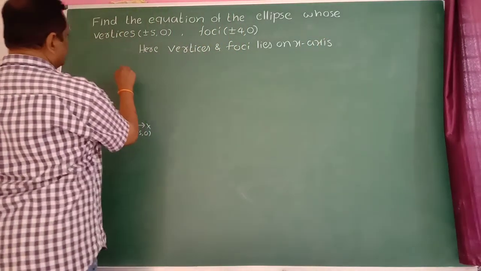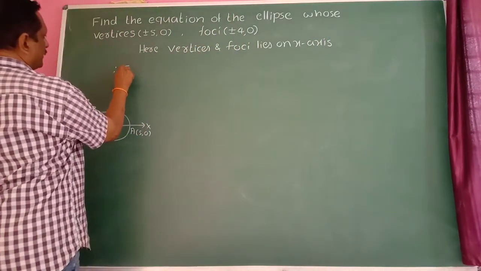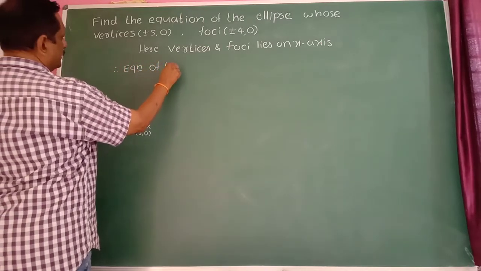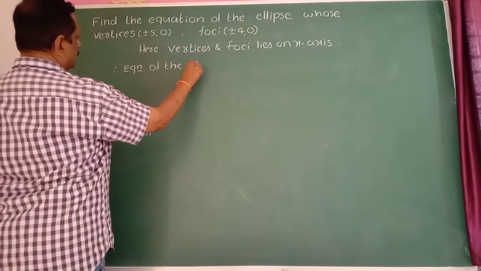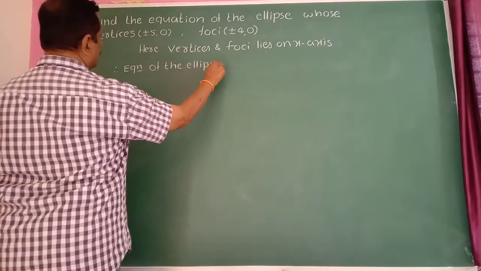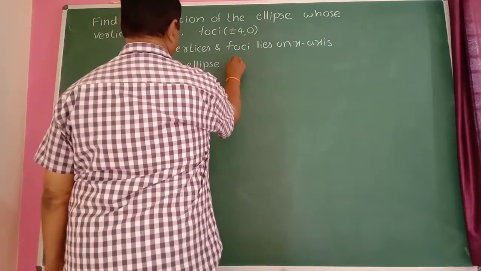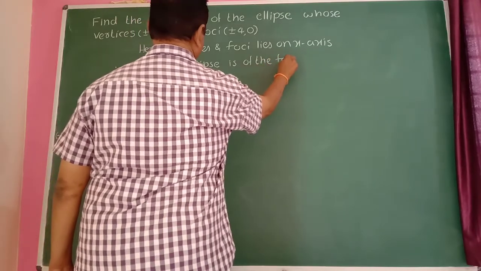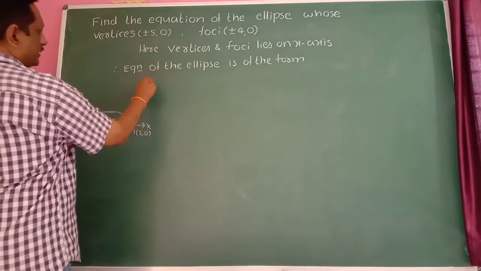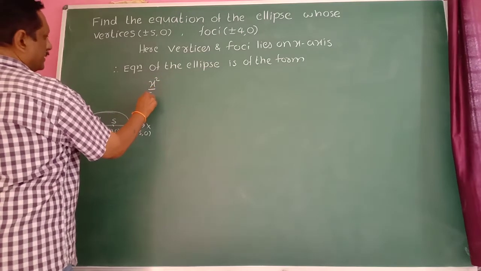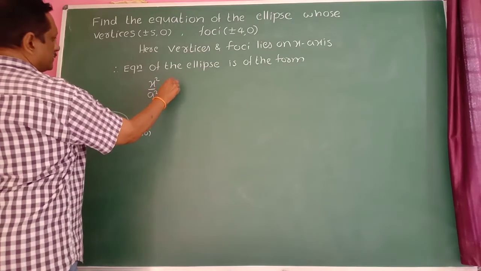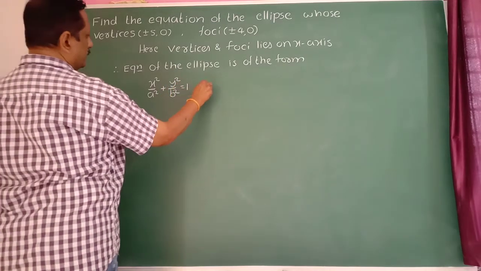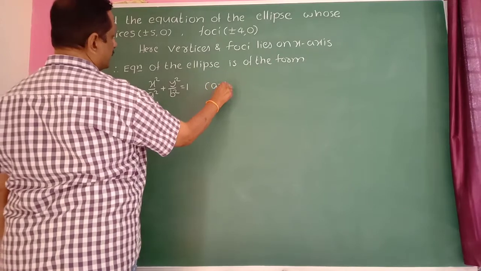Therefore, the equation of the ellipse is of the form x square divided by a square, plus y square divided by b square is equal to 1, where a is greater than b.